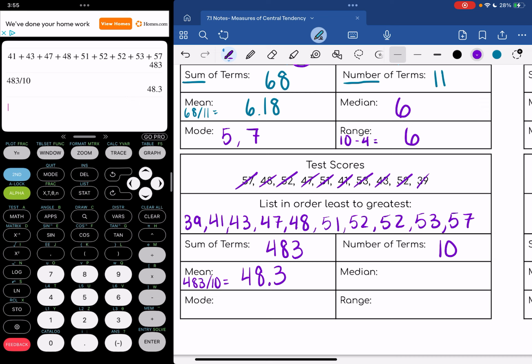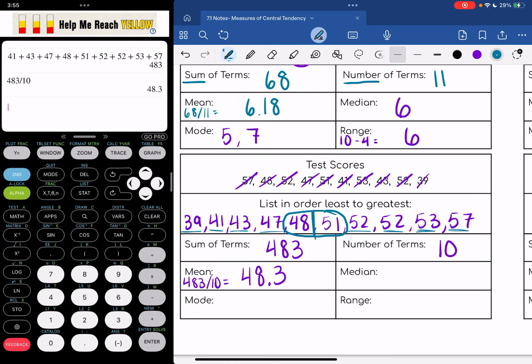My median is the middle number. So on this one, finding your median is important, that you pay attention to what you do when we have an even number of numbers. So these two numbers will cancel each other out. These would cancel each other out. 43 and 52 cancel. 47 and 52 cancel. And that leaves us right here with 48 and 51 both in the middle.